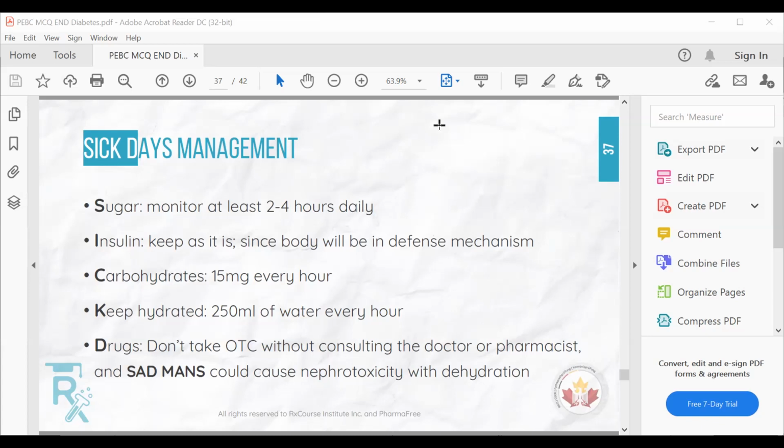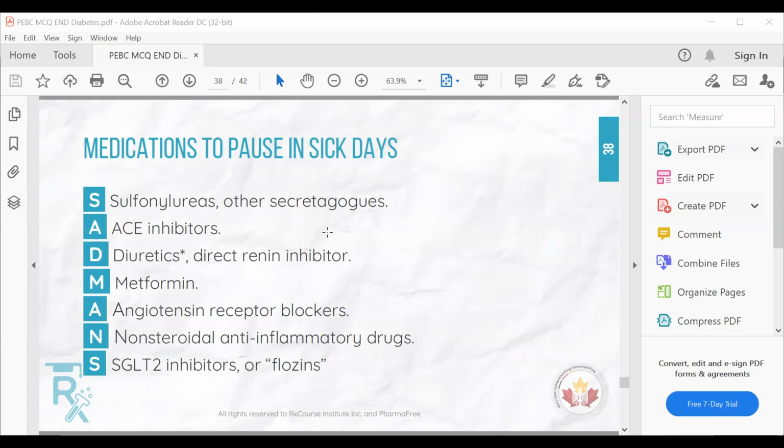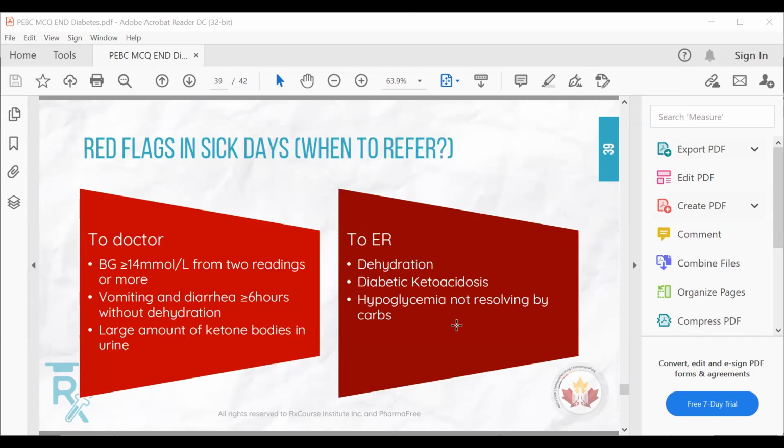We talked about the prostaglandin role on the afferent arteriole and this long story. So NSAIDs have to be held. And also S is the sodium glucose transporter inhibitor, the gliflozin. We need to stop this medication during a sick day, SAD-MANS. Okay, sulfonylurea, ACE inhibitor, metformin, angiotensin receptor blocker, non-steroidal anti-inflammatory, and SGLT2 inhibitor, gliflozin. Okay.